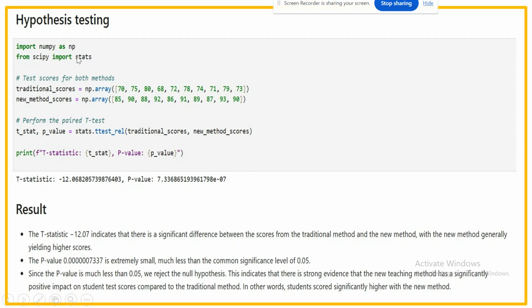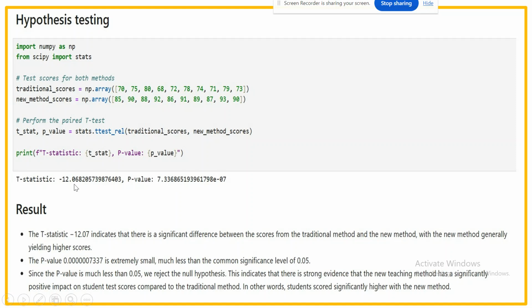Here I will use one of the important, famous libraries, SciPy, where I import stats, and in that stats I will use the t-test relation. I will calculate the t-test relation. I will pass two values: traditional scores and new method scores. After that, I will assign the results to the t-test and p-value. Now my t-test value is minus 12.06, and the p-value is 7.33.